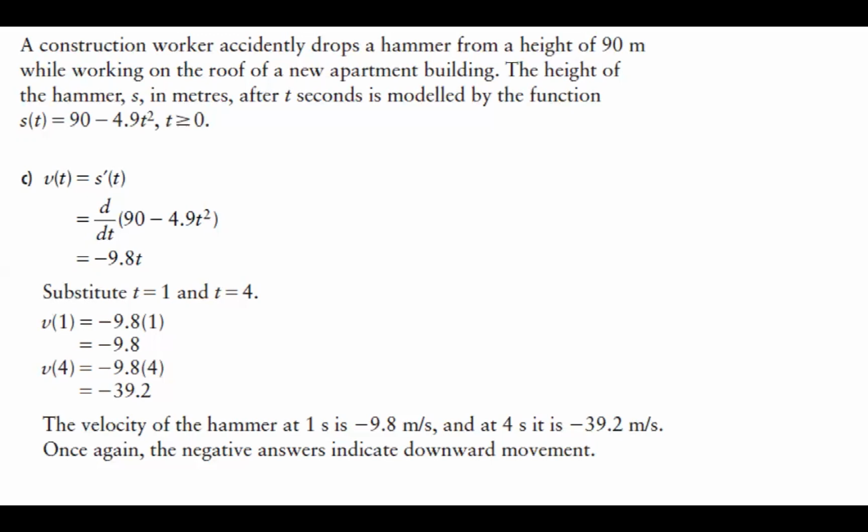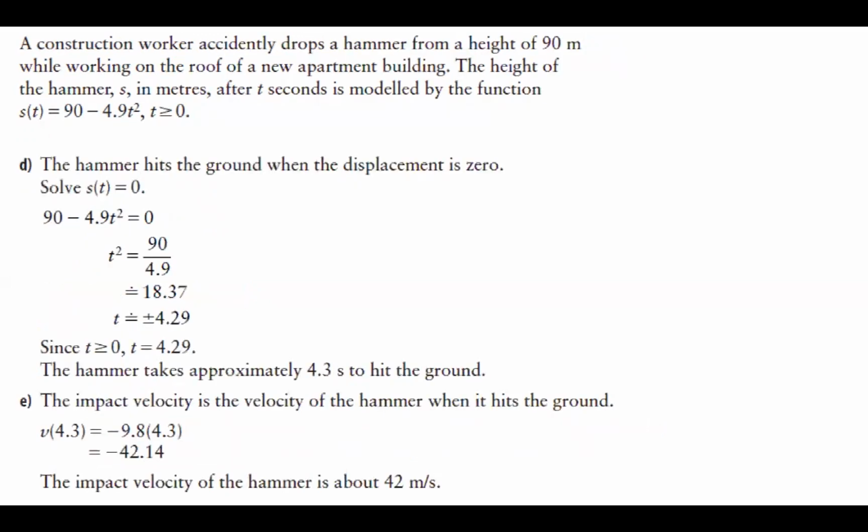So if you want to find the instantaneous rate of change at t equals 1 and t equals 4, simply put t equals 1 or t equals 4 into the derivative of s(t), which is v(t). Then we know the velocity of the hammer at 1 second is negative 9.8 meters per second. And at 4 seconds, it is negative 39.2 meters per second. Once again, the negative answers indicate downward movement. Any questions? No? Okay, next one, question D.